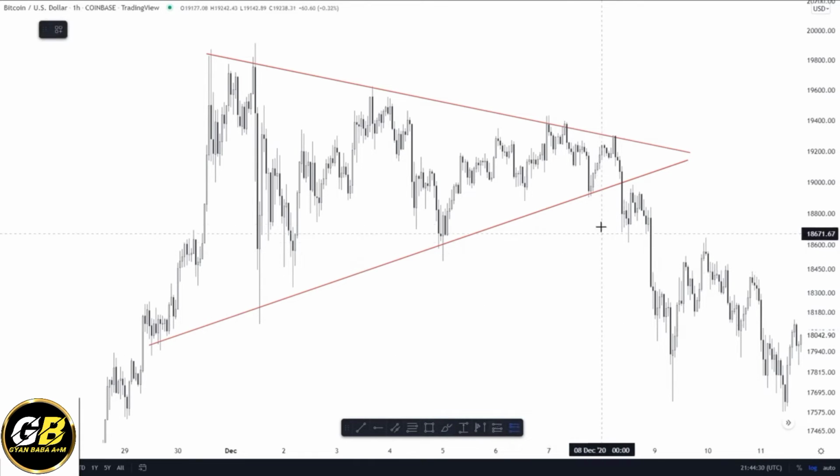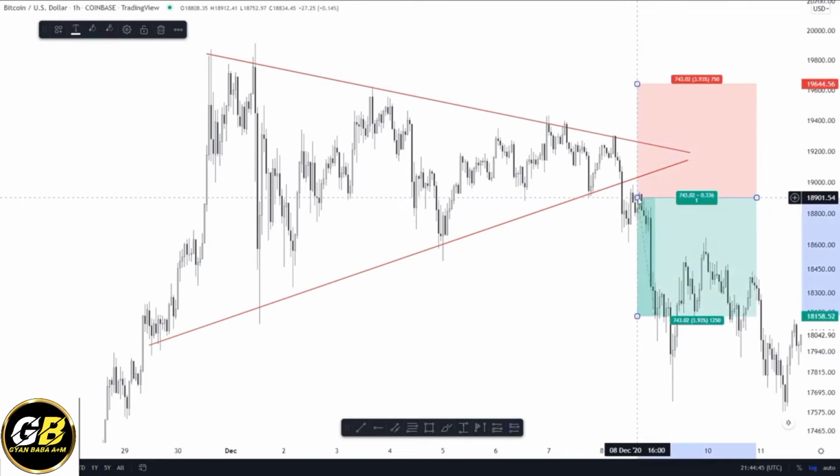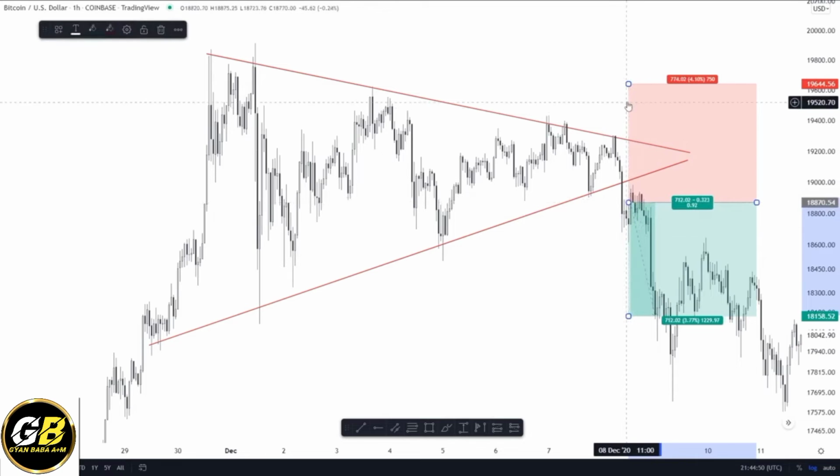For these symmetrical triangles, you can try to guess which way price is going to break out, either way 50-50, right? So it's not really too bad of a probability, but it is more appealing to get in after the breakout, in my personal opinion. So let's say we enter somewhere around this region as we're breaking down.